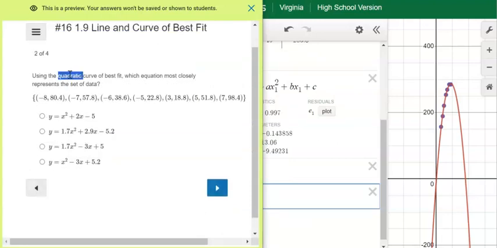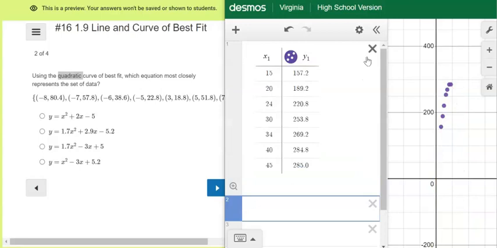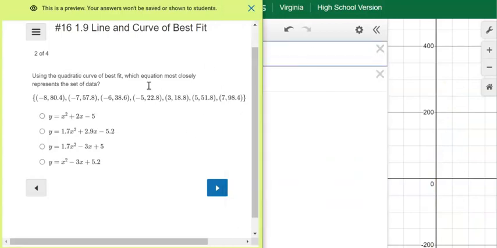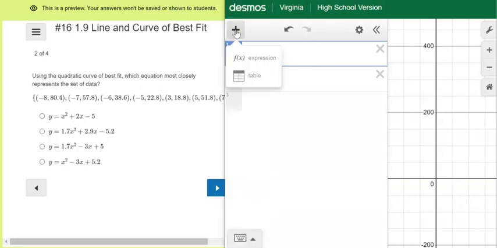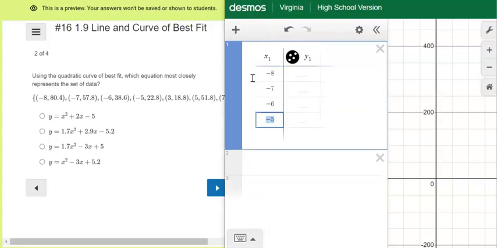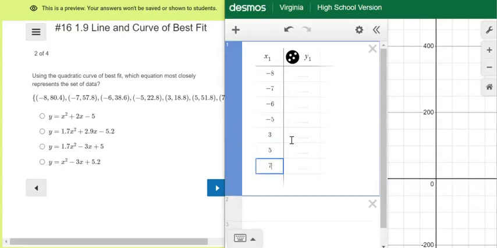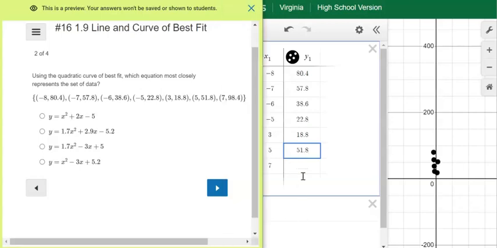This is also a quadratic, so it's also the curve of best fit, so it's pretty much the same regression. I would have to plot the points and then type in the regression again. Even though it has coordinates here, I'm going to use the table because that's what I'm going to use to build my regression. Okay, so -6, -5, and then 3, 5, and 7. Then you go in and you do 80.4, 57.8, 38.6, 51.8, and then the last 98.4.